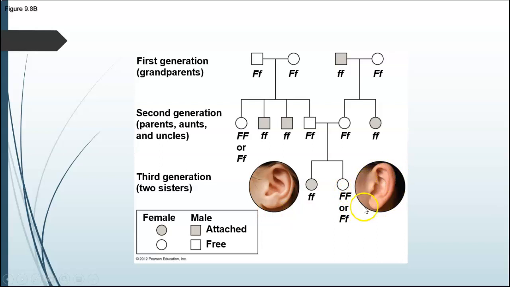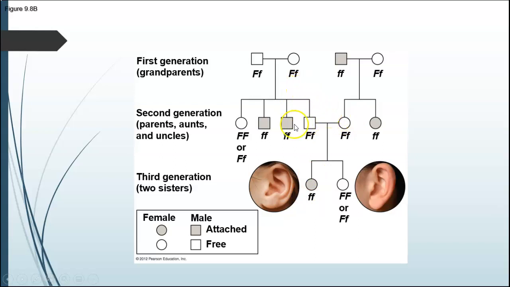On the free one, we don't really know to begin with whether that person is homozygous or heterozygous until we look back at the family. Their parents both had free earlobes. But we know, because they have one child that has a homozygous recessive condition, that both of these parents have to be heterozygous. So where do they get their traits from? They get them from their parents.